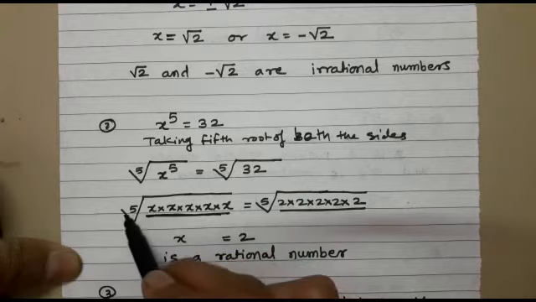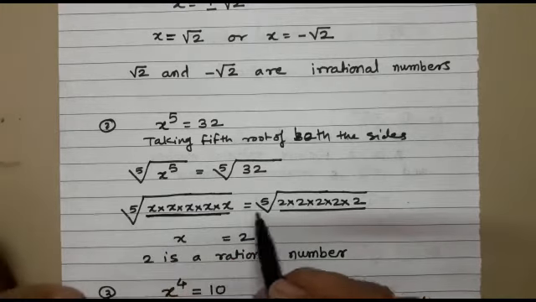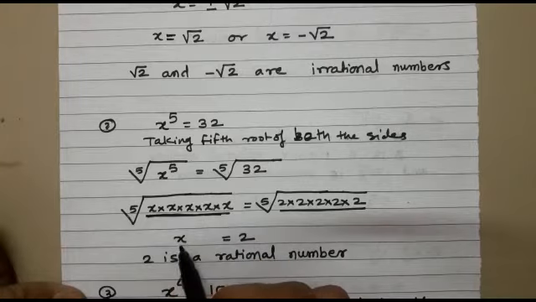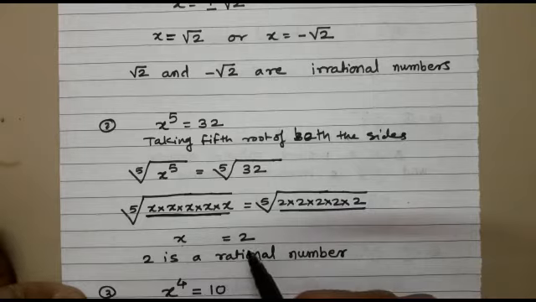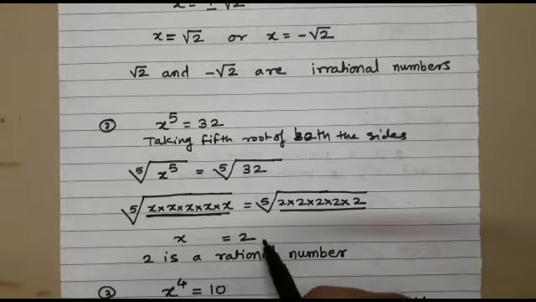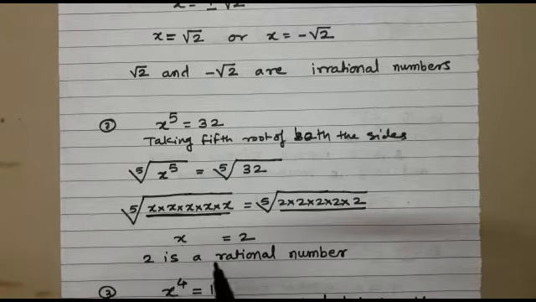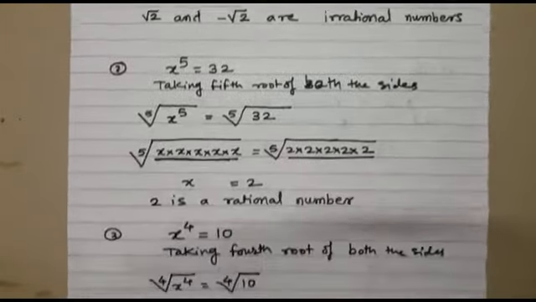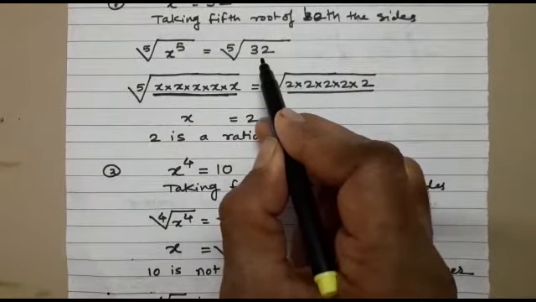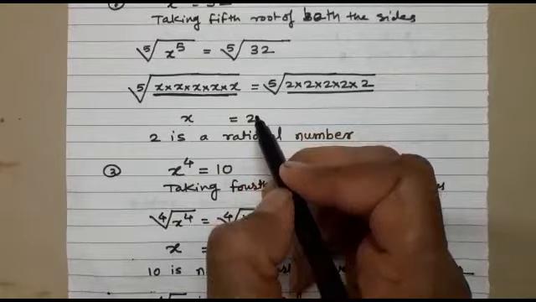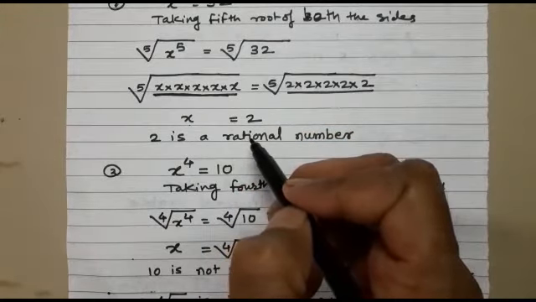For this group, to remove this fifth root from both the sides, I am taking a single x, and x is equal to, for this group I am taking a single 2. That means fifth root gone away. So that 2 is a rational number. In other words, 32 is the fifth power of 2. That means fifth root of 32 is 2. That means 2 is a rational number.